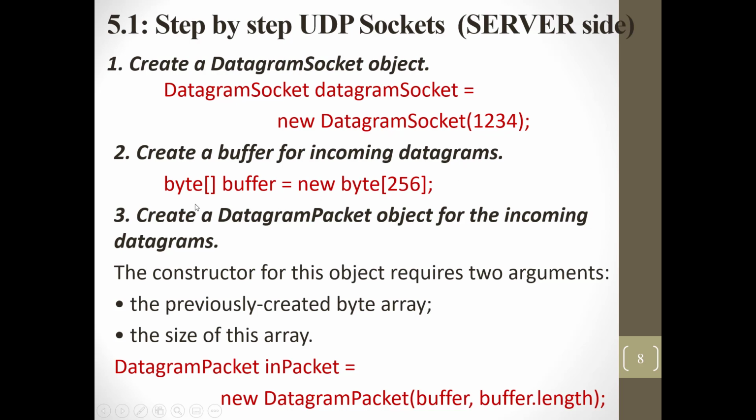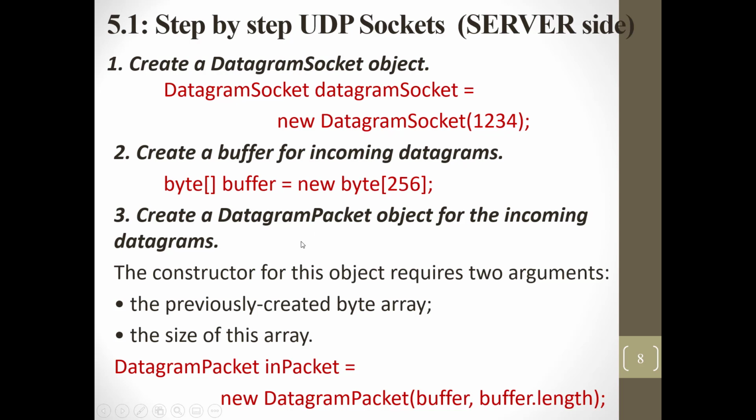Then the next step is to create the buffer, that means the data to be stored. Create a buffer for the incoming datagram. Every socket should have a socket buffer, and the buffer will be used to store the data. So we are creating the buffer, and the size of the buffer is 256 bytes.